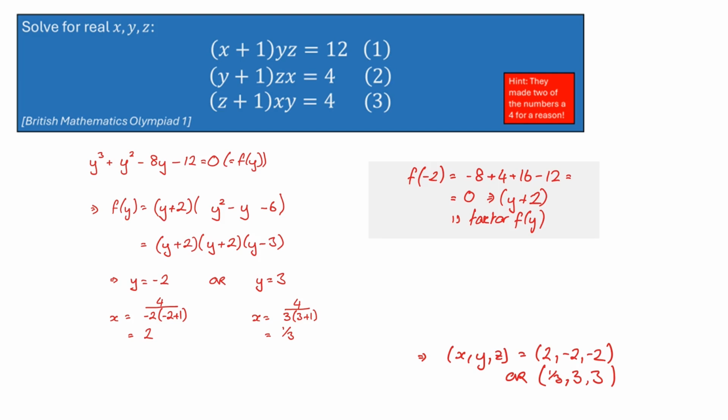A difficult but really satisfying question if you've managed to get your way to the end. So if you have done all that, well done.